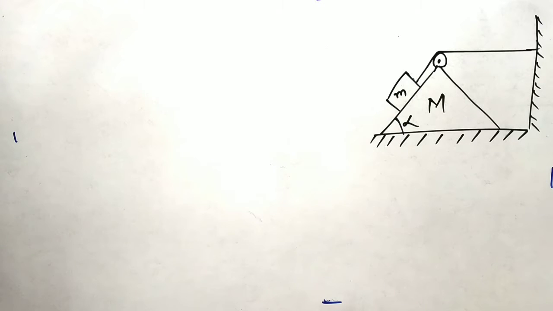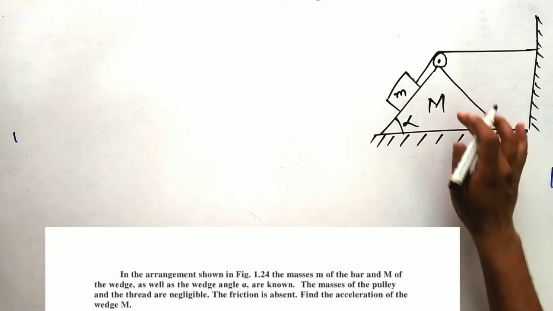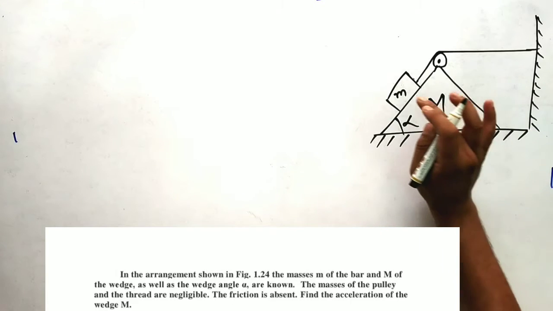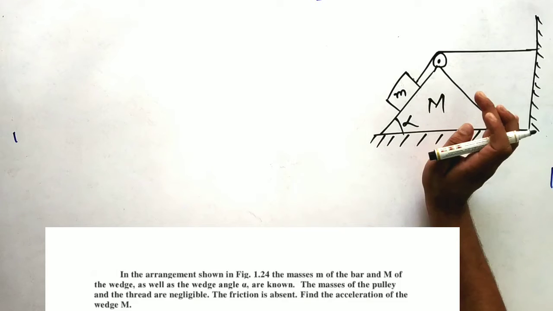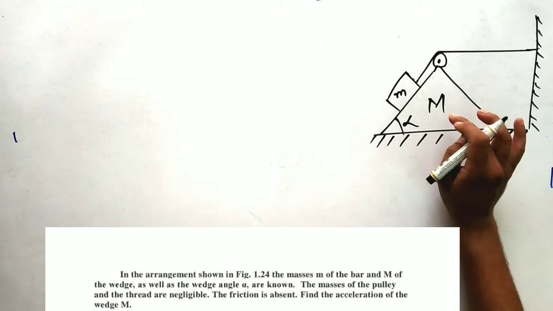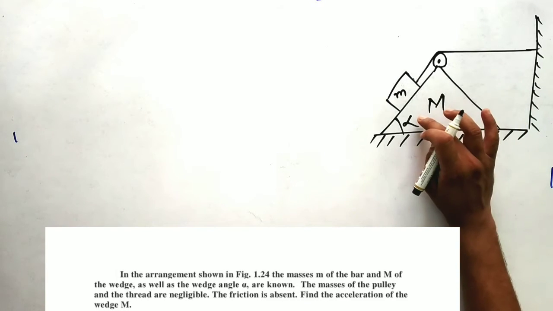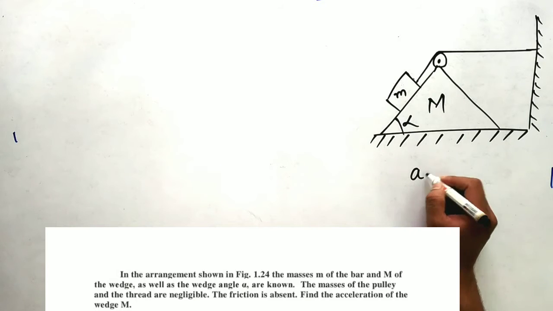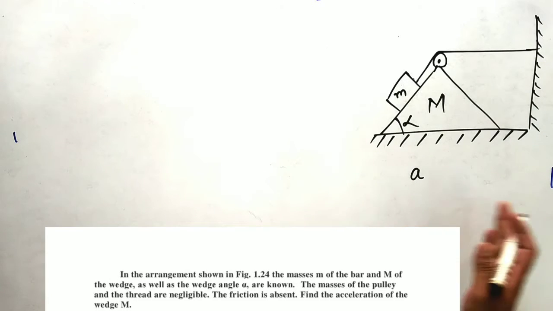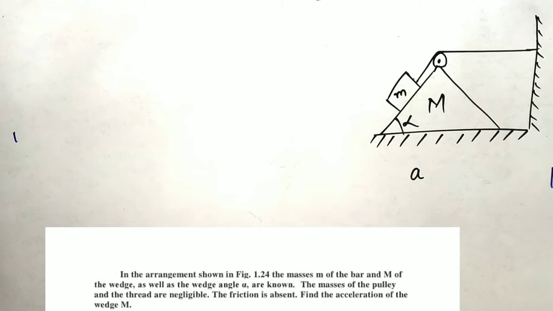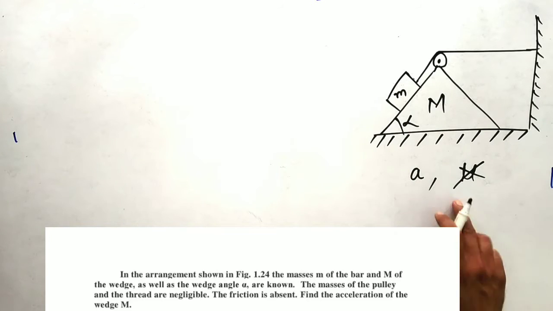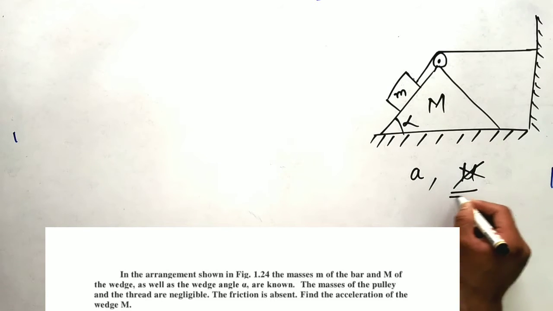Today we're going to look into another question from kinematics. The problem is that there's a wedge upon which a small mass m is placed. The mass of the wedge is capital M, the angle is alpha. We have to find the acceleration of the wedge with respect to the floor, the surface. There is no friction.